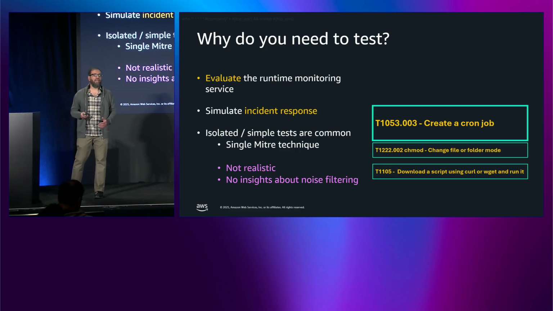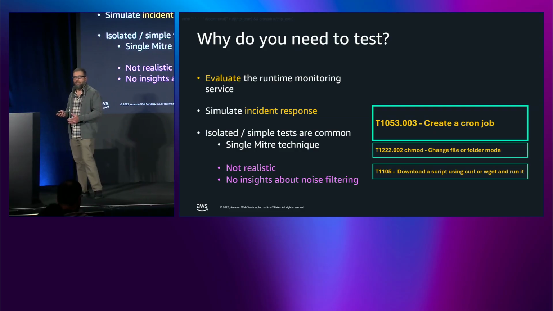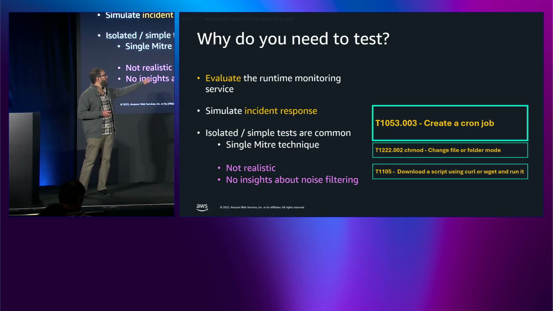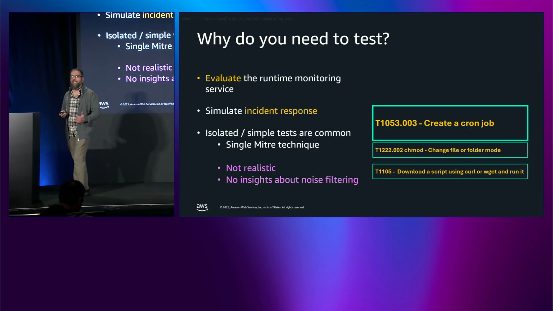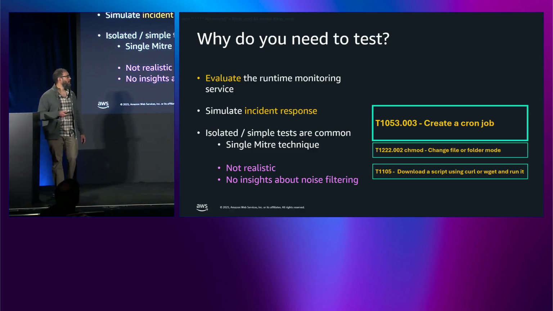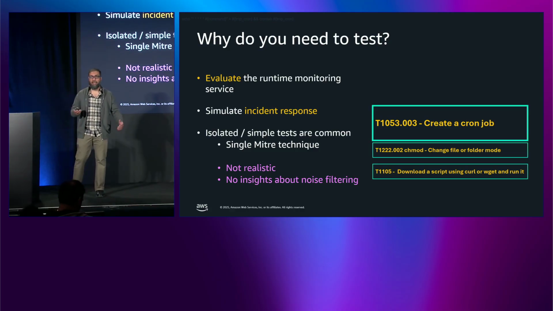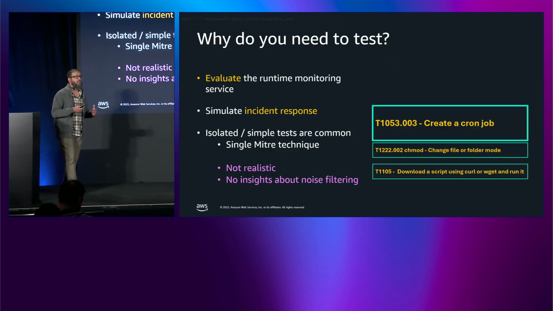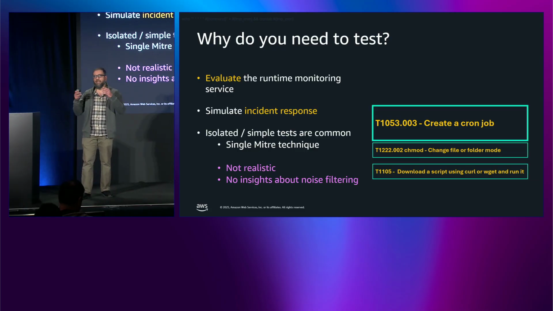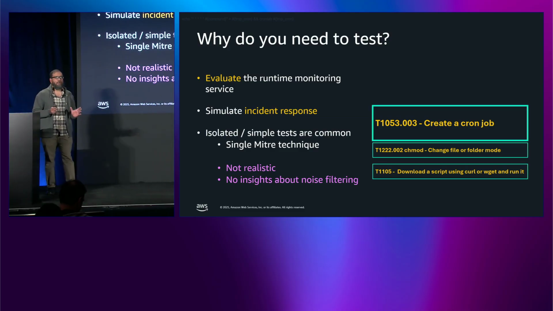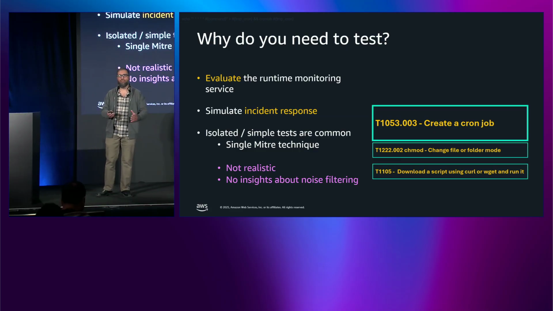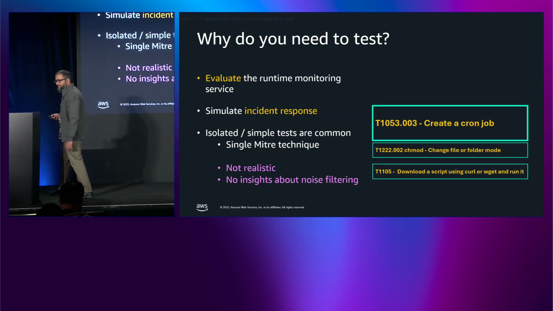Secondly, they do not provide you any information about the noise reduction or the noise management capabilities of the runtime monitoring solution. So you can see that all of these actions are very common actions in benign activity as well. For example, creating a cron job is a very common benign activity. So when you use these simplistic tests, you don't get any insights into how good the runtime monitoring solution is in filtering out benign activity from the actual threat activity. So for more effective testing, you need more realistic attack scenarios, and this is what you are going to learn in this talk today.